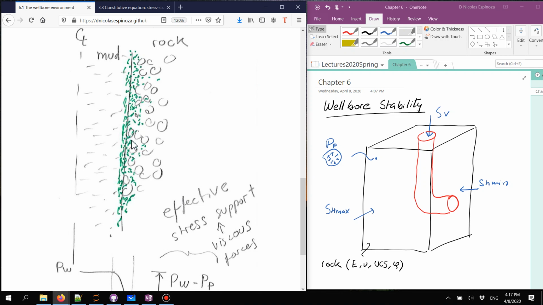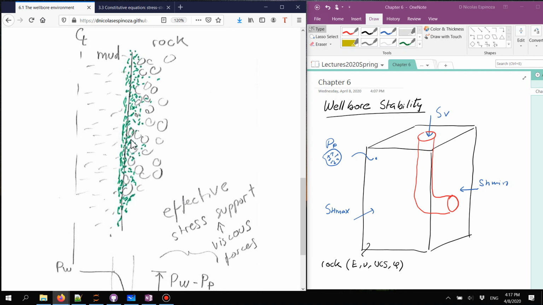If there is a pressure difference, there's going to be a flow from the mud into the rock, and some of these particles are going to get entrained as they try to get into the rock. And as they do, they're going to filter out and they're going to form this mud cake.